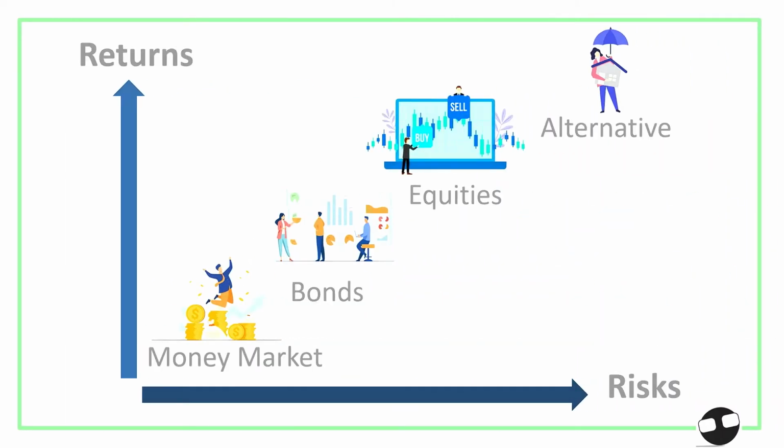Investment assets are usually divided into four: money market, bonds, equities, and alternative assets, and they are arranged in what we call the risk-return trade-off. For example, money market investments have low risk, so that's why they also have lower returns. But if you move to higher asset classes, for example, bonds, equities, or alternative assets, they expose you to higher risks, but they tend to give you higher potential returns as well.